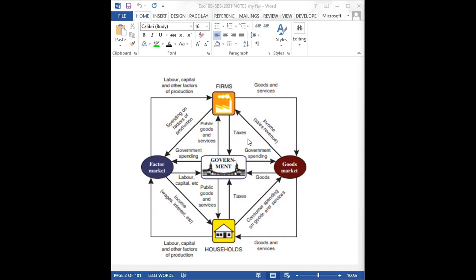It also needs to have some form of revenue. And how does it get that revenue? You find out that it gets its revenue from taxing both the firms and the households. So taxes are the main revenue instruments of the government.